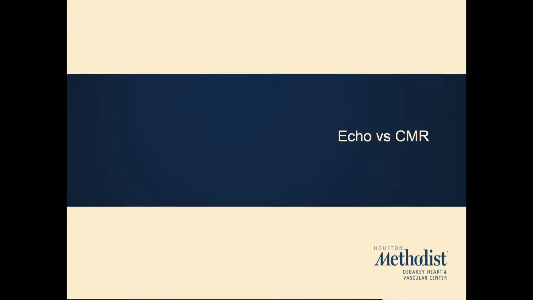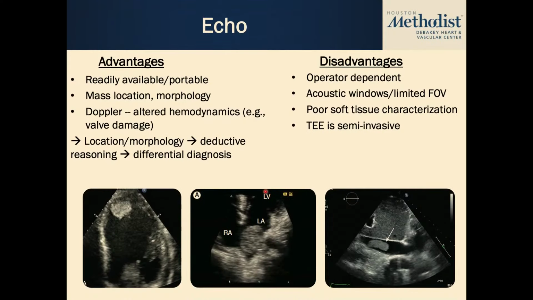Okay, so first, a couple of words about the advantages and disadvantages of echo and MRI. Obviously, echo is readily available. You can see the mass, the location, its morphology. You even have the advantage of the Doppler, seeing if there's any damage to the structure because of that mass. And based on that, you can put a differential diagnosis, right? Most of the time, actually the vast majority, you can see a mass on echo and you have an idea. This is a thrombus. This is a myxoma, maybe. This is a vegetation. Most of the time, you don't actually need further imaging.